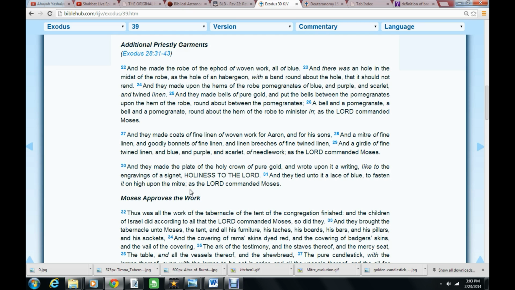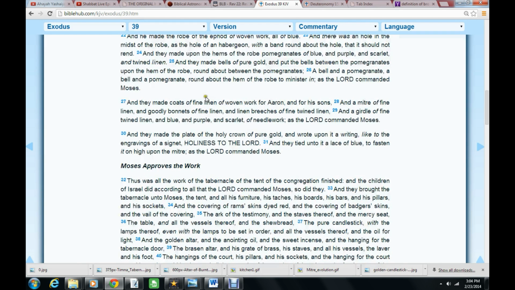Blue, purple, and scarlet, entwined linen. And they made bells of pure gold, and put the bells between the pomegranates upon the hem of the robe, round about between the pomegranates. So pomegranate, bell, pomegranate, bell, pomegranate, bell. A bell and a pomegranate, a bell and a pomegranate, round about the hem of the robe to minister in, as the Most High Ahiah commanded Moses.